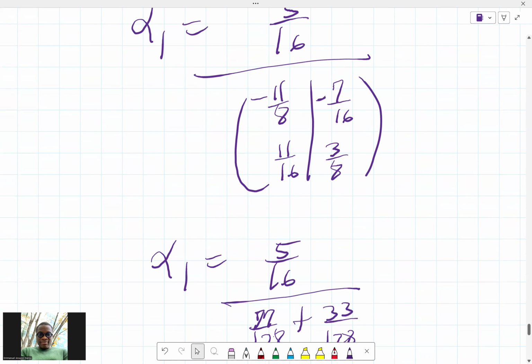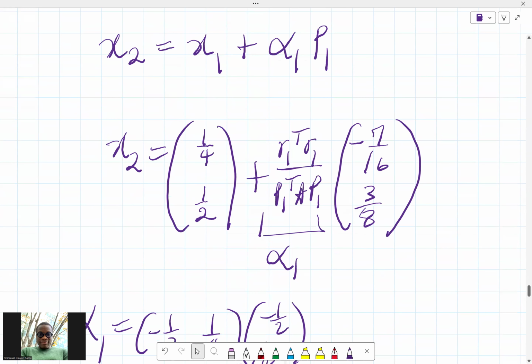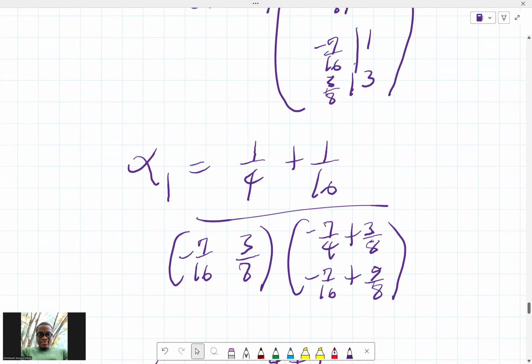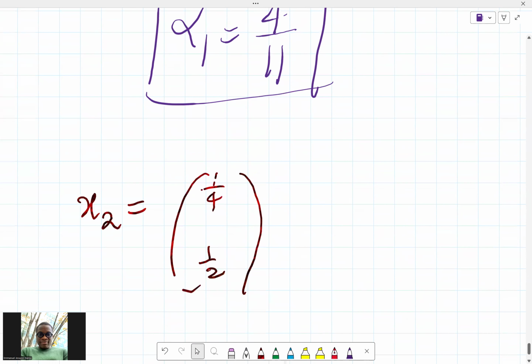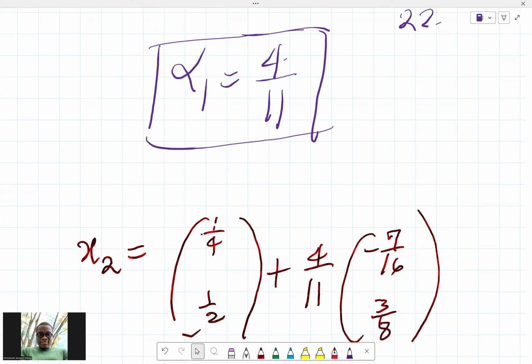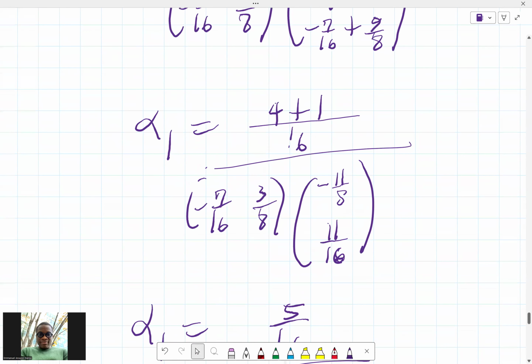Then the other side is alpha. So this alpha 1, which you have got, minus 7 over 16, 3 over 8, plus 4 over 11, minus 7 over 16, and 3 over 8. Okay. Believe that's what it should be. Yeah, I think that works.